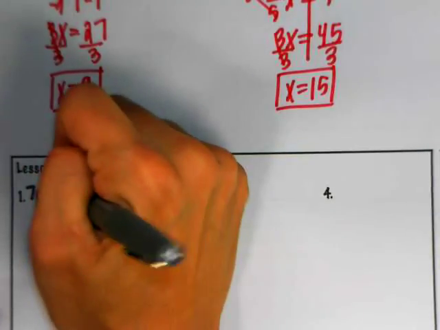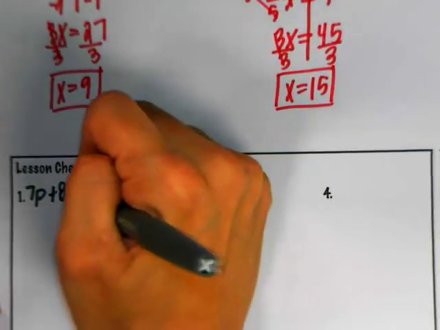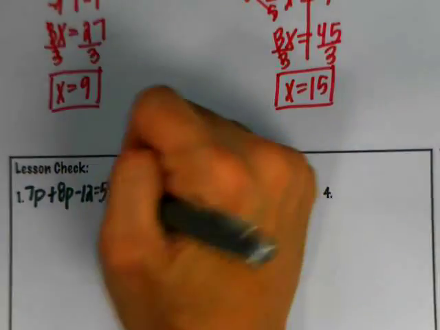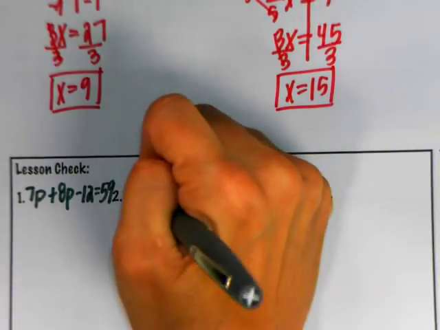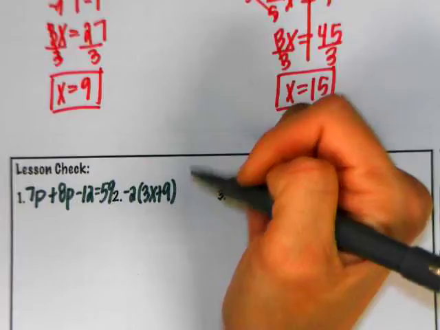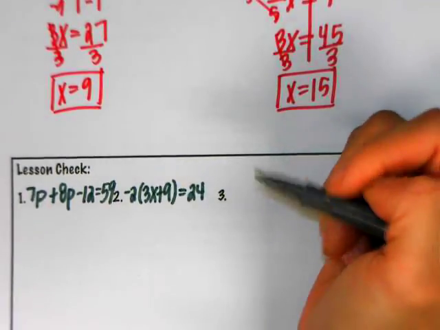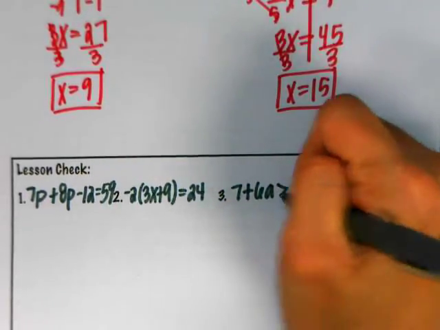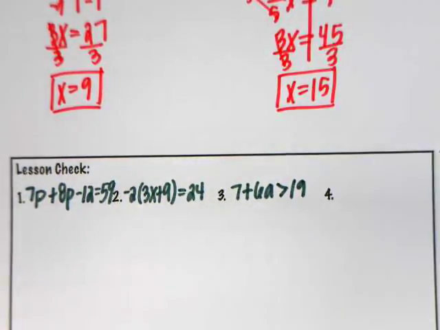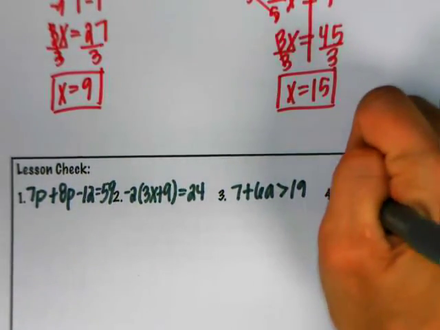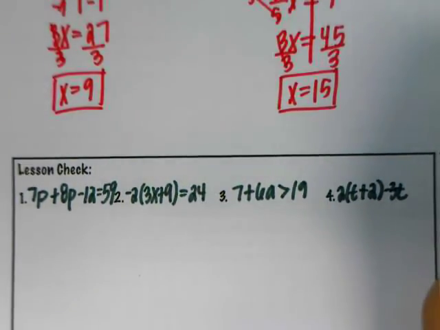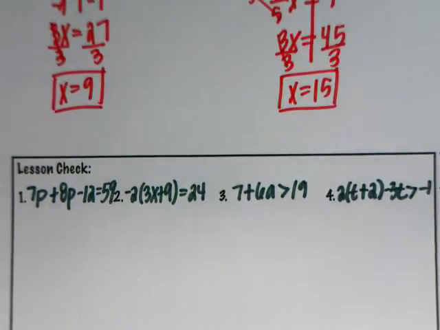7p plus 8p minus 12 equals 59. Oh, sorry, it's ugly. Then negative 2. 3x plus 9 equals 24. 7 plus 6a is greater than 19. And then 2t plus 2 minus 3t is greater than negative 1. So if you need some clarification on those, just let me know.